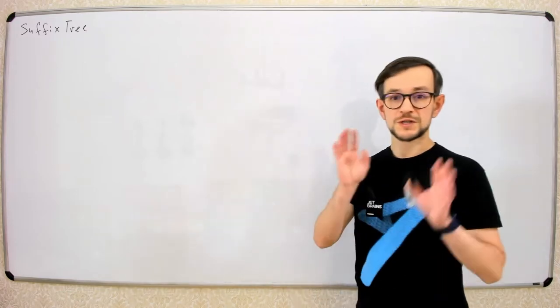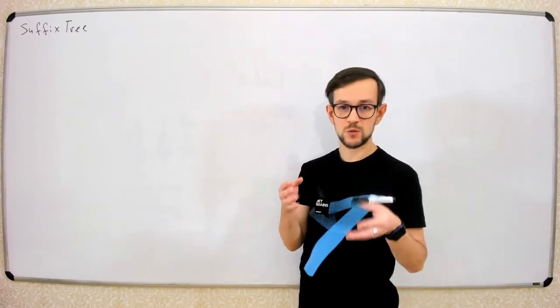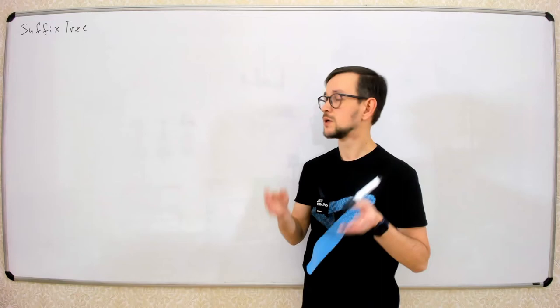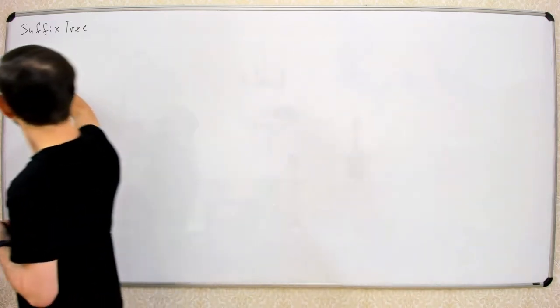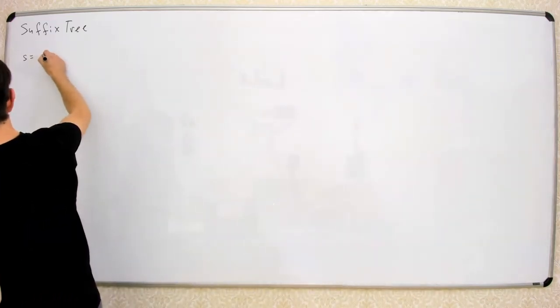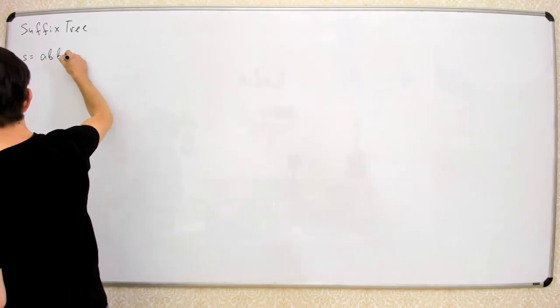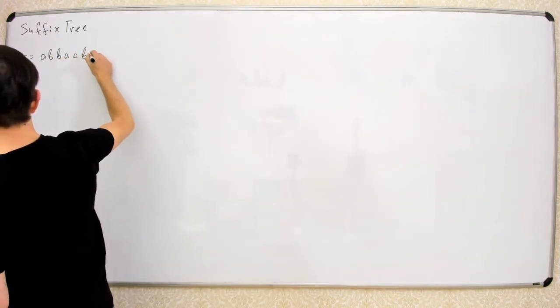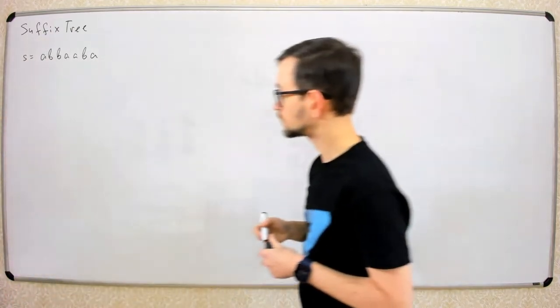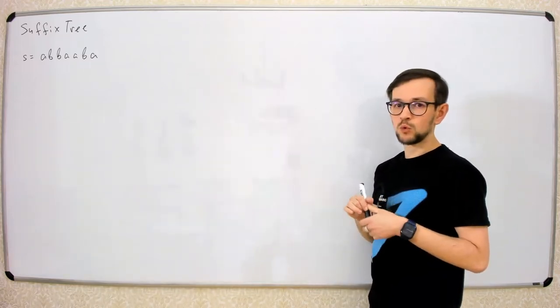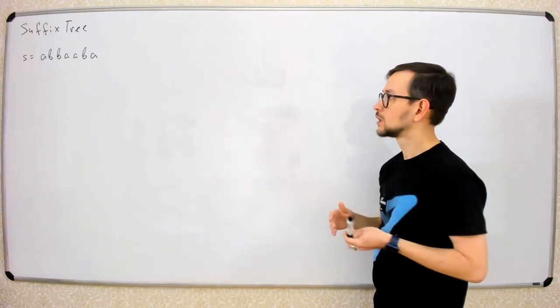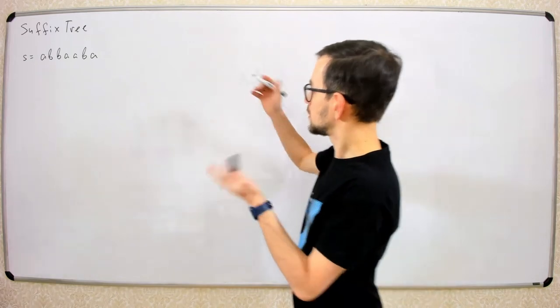Okay. So what is a suffix tree? A suffix tree is basically a tree which contains all the suffixes of a given string. So we take some string. Let's take some string, A, B, B, A, B, A. Something like that. And now we just put all the suffixes in a tree. So, well again, let's just create this tree.